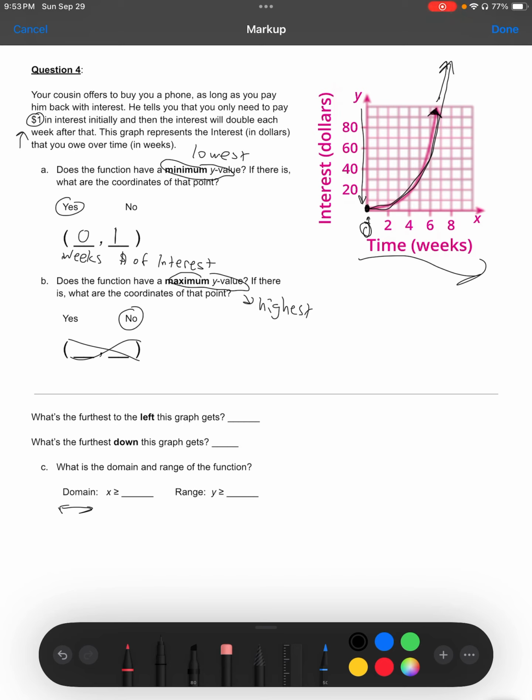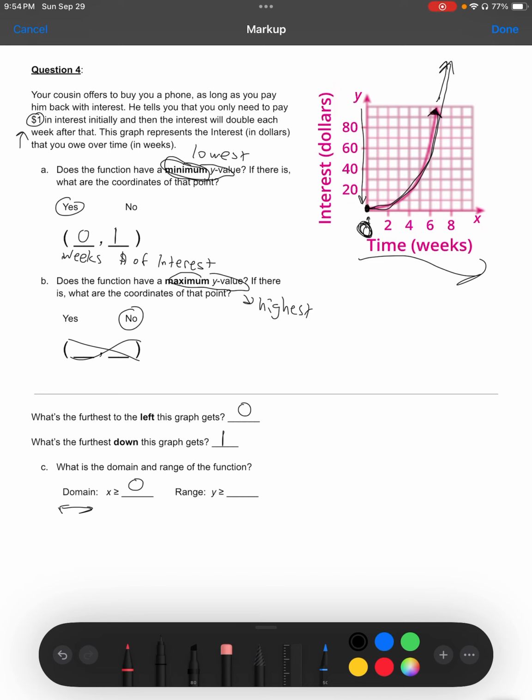But everything is greater than or equal to 0, because 0 is our starting point. So x, or our weeks, are all greater than or equal to 0. The furthest to the left this graph gets is 0. The furthest down this graph gets, that would be our minimum point. The lowest we get, the smallest interest that we get, is $1. And so all of our interest, or all of our y values, are going to be $1 or bigger.